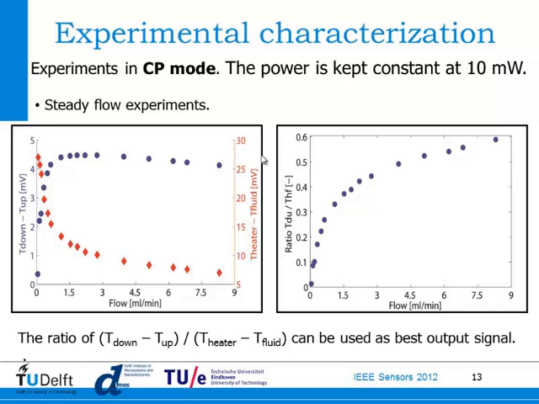For the T down, T up thermopile, it is nicely increasing, but after a while it starts to decrease, meaning that for two different values of flow, for example 6 here and 1.5, we'll have the same output voltage. This is not something that you want. However, if you combine those two output voltages, and you take the ratio of the two, you get a nice increasing curve that you can use for flow measurements.